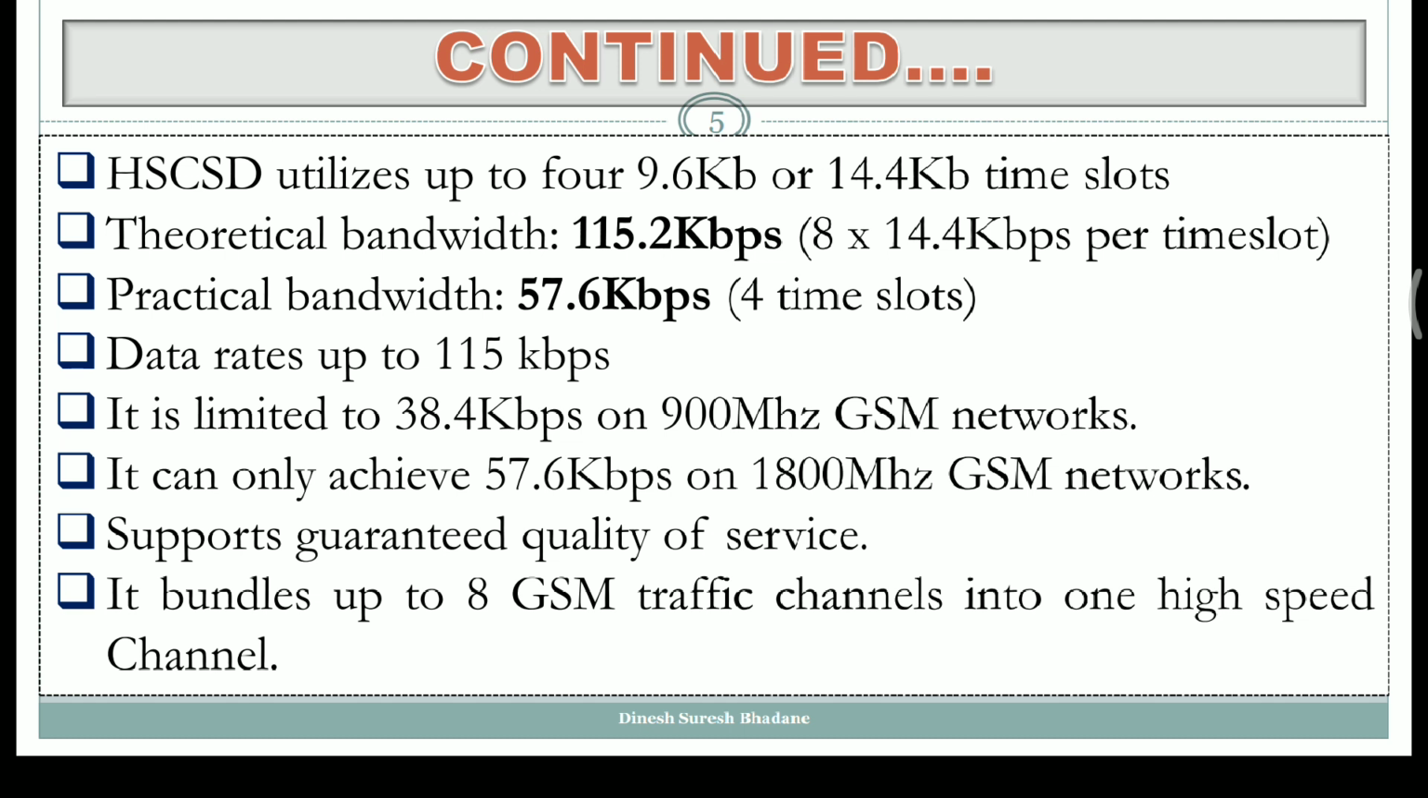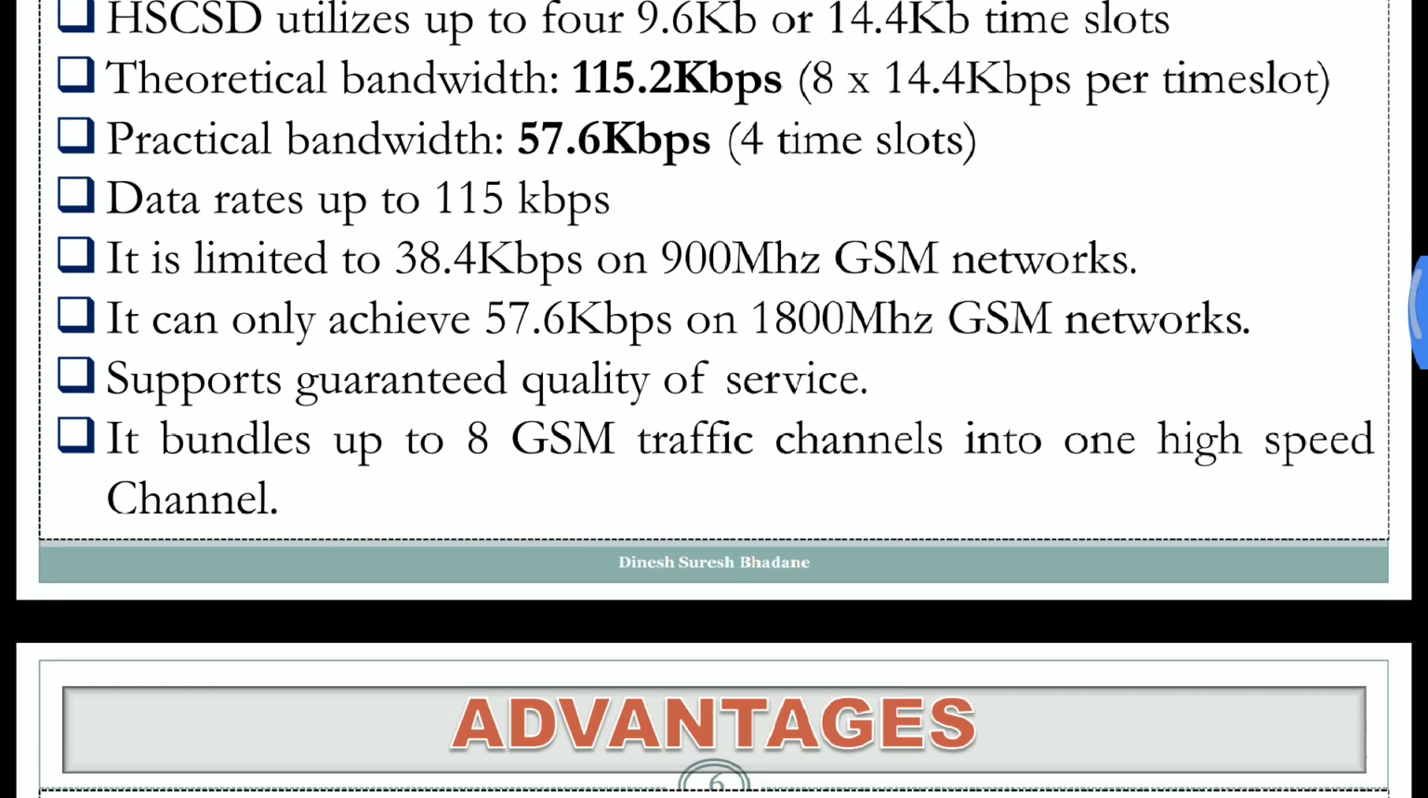We can achieve data rate up to 115 kbps with HSCSD. It is limited to 38.4 kbps on 900 MHz GSM networks. It can only achieve 57.6 kbps on 1800 MHz GSM networks. It supports guaranteed quality of service. It bundles up to 8 GSM traffic channels into one high-speed channel.